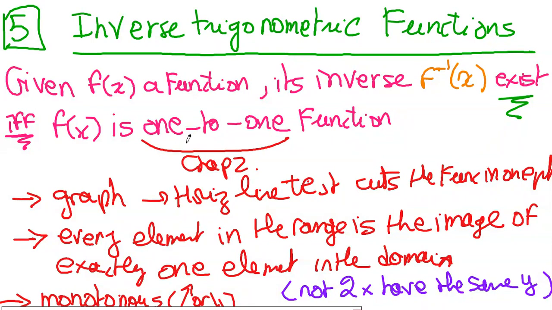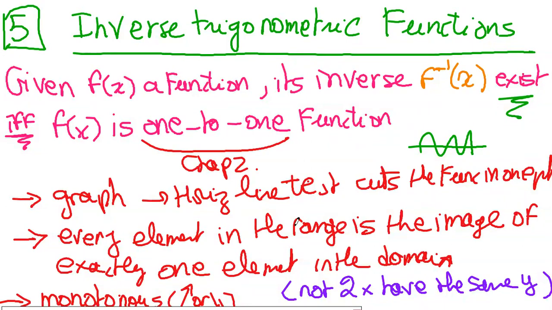And we saw that in chapter 2. What does it mean, one-to-one function? To know that a function is a one-to-one function, I have three ways to see that. First, if the graph is given, I need to do the horizontal line test. And the horizontal line test should cut the function in exactly 1 point. So if I do the horizontal line test and it cuts it at more than 1 point, it means it's not a one-to-one function.